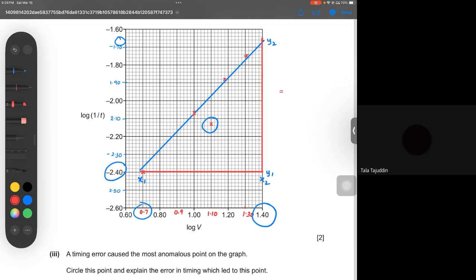So y2 minus y1. Y2 is just over there, negative 1.60. Y1 is negative 2.40, over x2 minus x1. X2 is 1.4, x1 is 0.7. Then you would be getting your desired answer. In this way, we can draw a best fit line and we can calculate the gradient.